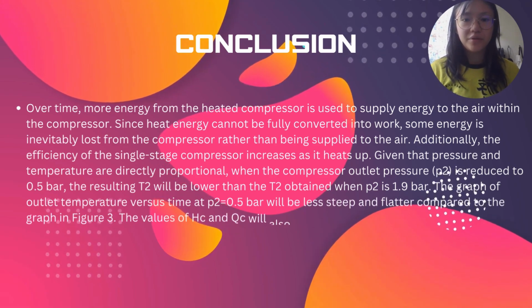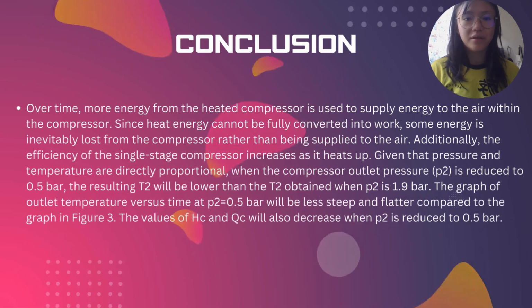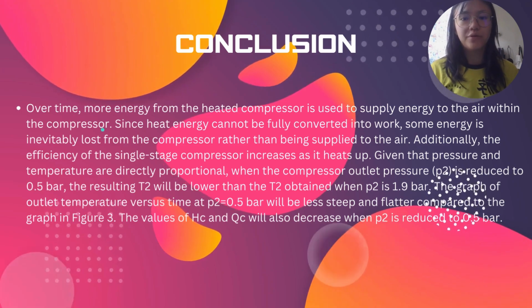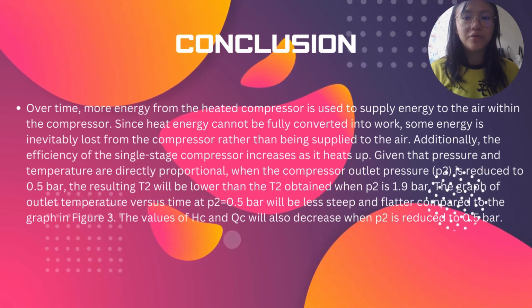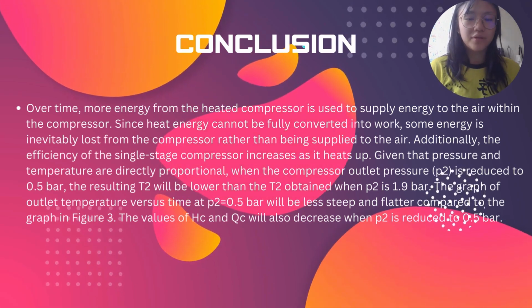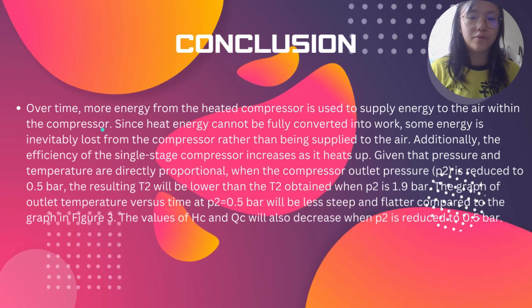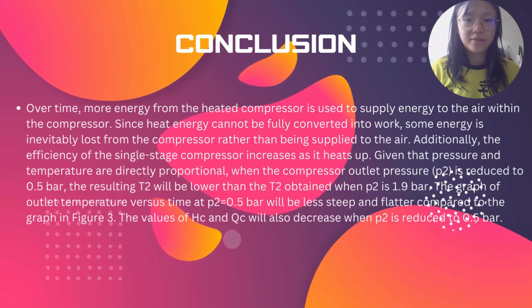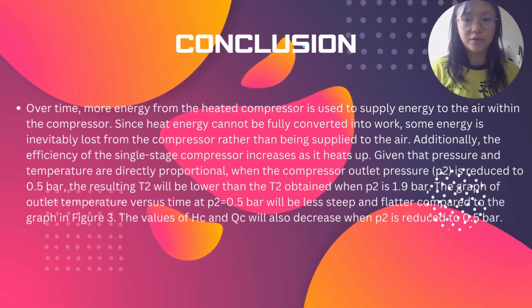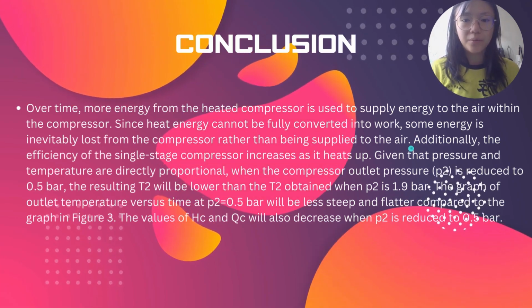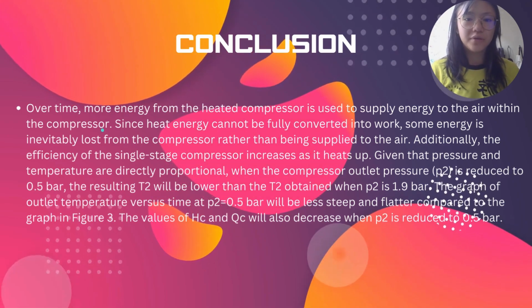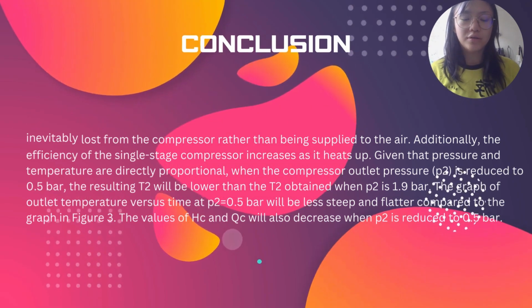Given that pressure and temperature are directly proportional, when the compressor outlet pressure, P2, is reduced to 0.5 bar, the resulting T2 will be lower than the T2 obtained when P2 is 1.9 bar. The graph of outlet temperature versus time at P2 equal to 0.5 bar will be less steep and flatter compared to the graph in figure 3. The values of Hc and Qc will also decrease when P2 is reduced to 0.5 bar.